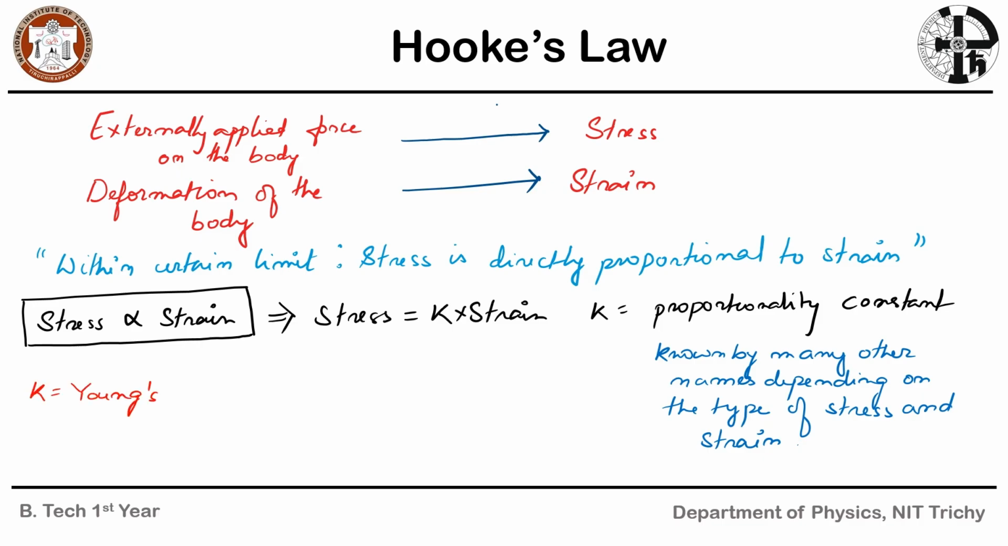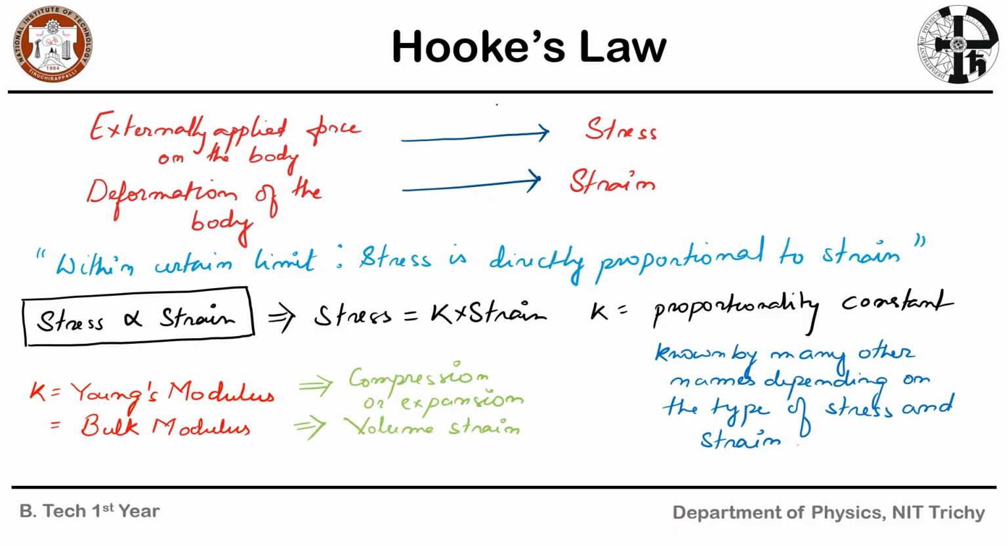For example, this K is known as the Young's modulus when we are talking about compression or expansion, or you can say linear compression or linear expansion. It is known as the bulk modulus when we are talking in terms of volume strain. It is known as the shear modulus when we are talking about the shear stress and shear strain.